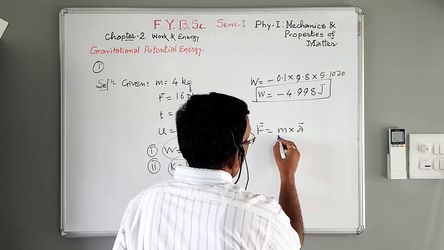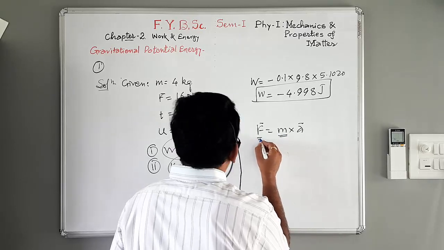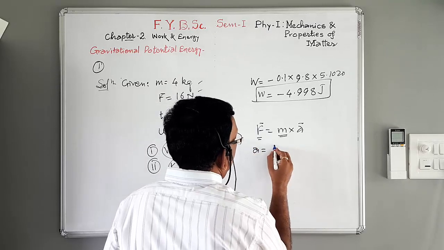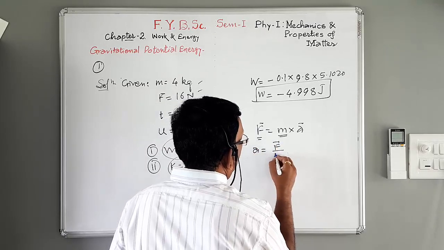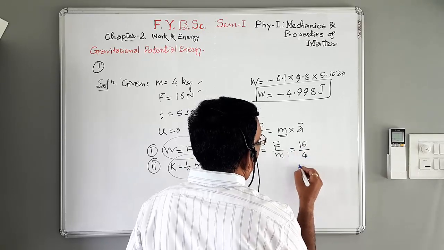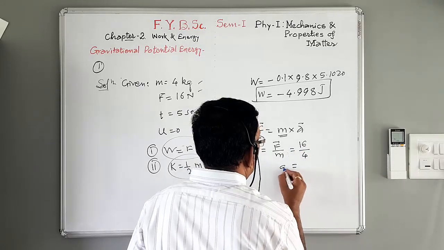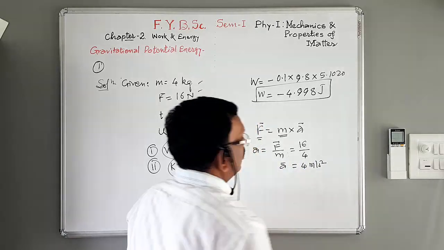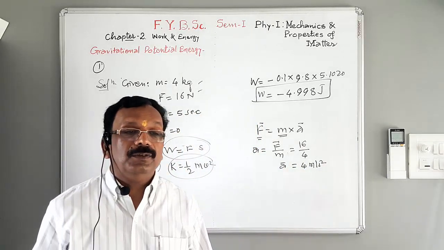Now, we have the mass of the body and the force on the body, so we can calculate acceleration, F upon m. Force is 16 Newton and mass is 4 kg. So acceleration is equal to 4 meter per second square. This is the acceleration.